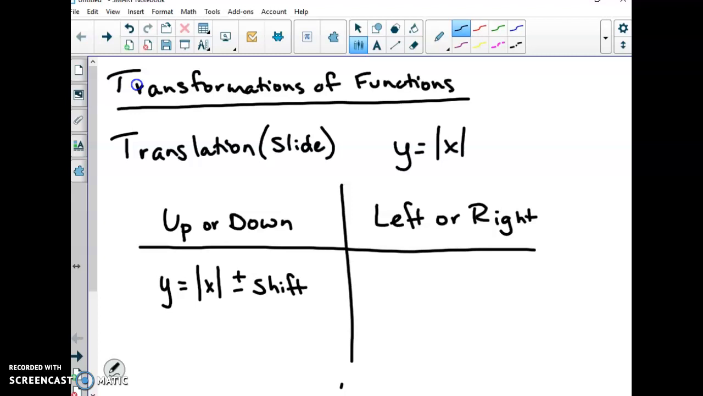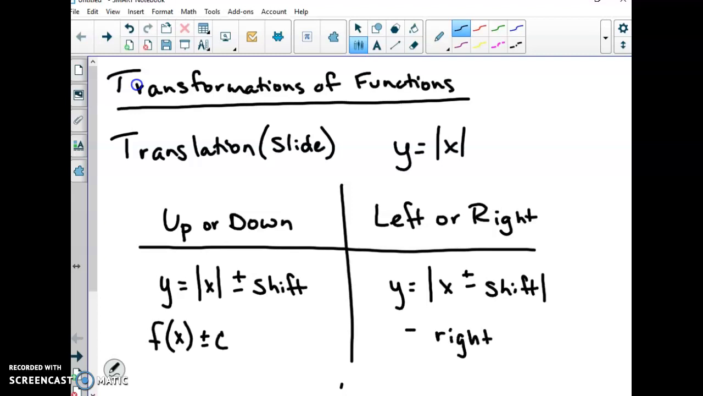Now, if we're shifting left and right, this gets a little bit trickier. This is within the function. When we're talking within the function, if I'm still sticking with that absolute value of x, my stuff is going to occur within that absolute value. So it's a difference of where it's located. Now, here's the thing with horizontal transformation or translations. They are opposite of what you see. A negative actually represents going right.